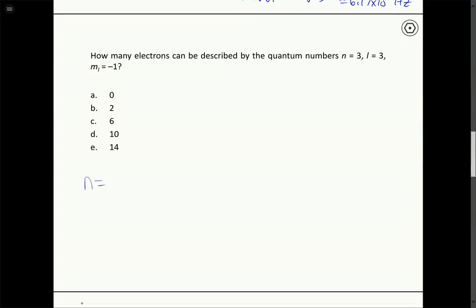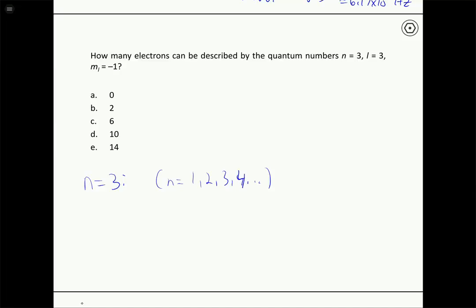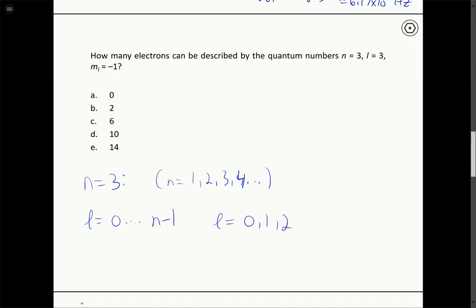So n equals 3 is valid for the first quantum number, because n can be 1, 2, 3, 4, and so on. So n equals 3 is an okay value for the principal quantum number. But then the values of L and m sub L that are allowed are going to depend on the value of n. So if n equals 3, L can have the possible values from 0 all the way to n minus 1. So in this case, the possible values of L are 0, 1, and 2. So if n equals 3, L cannot also be 3.